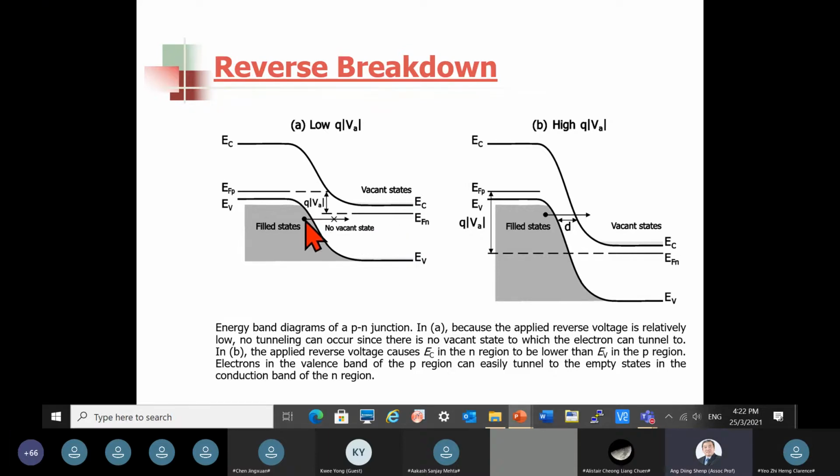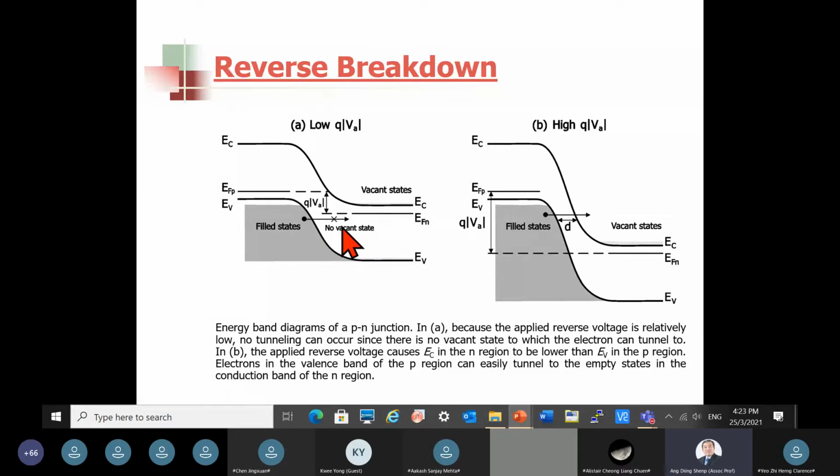Because if tunneling were to happen, the electron is actually tunneling into the band gap of the N side, where there are no energy states available. In other words, if we solve the Schrödinger equation for this particular situation, there will be no real solution for the electron wave function on the N side. So in this case, quantum mechanical tunneling cannot happen, or Zener breakdown does not occur when the reverse bias is too small.